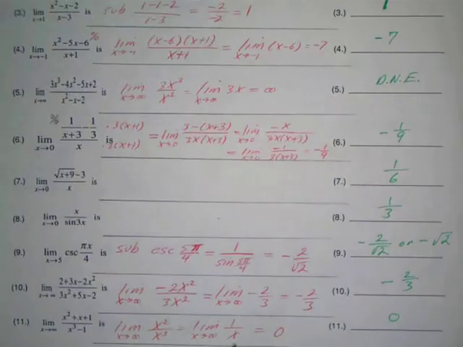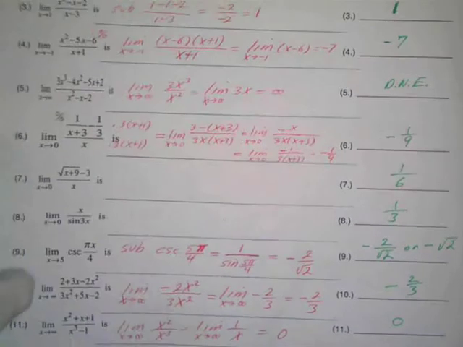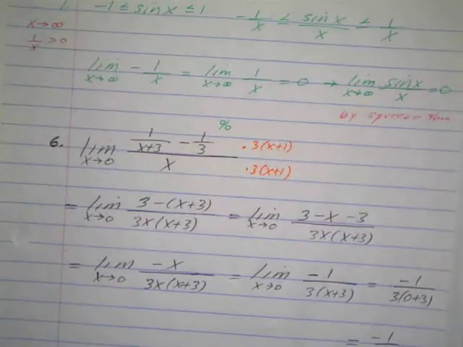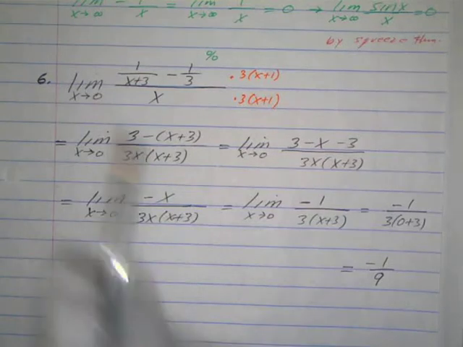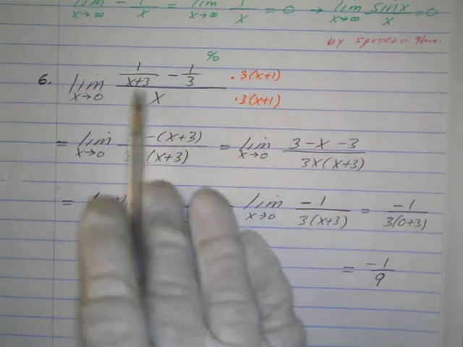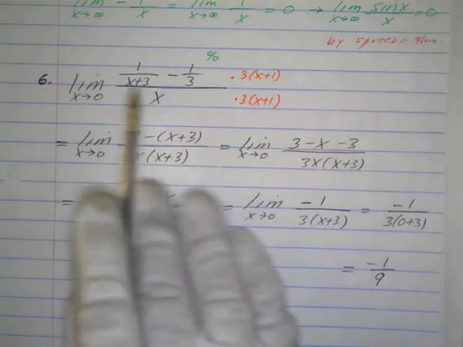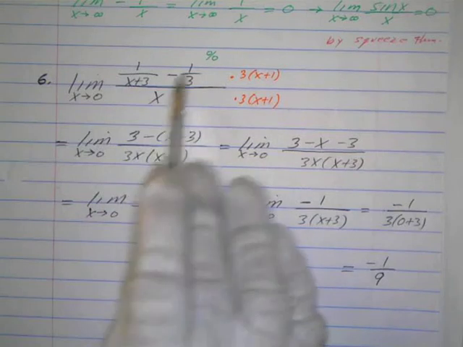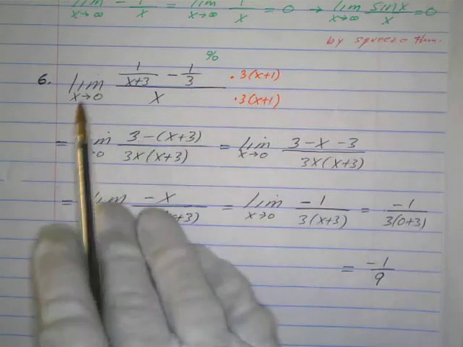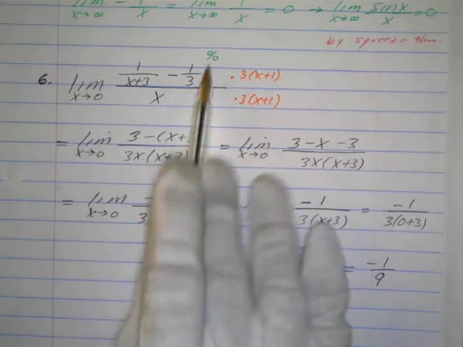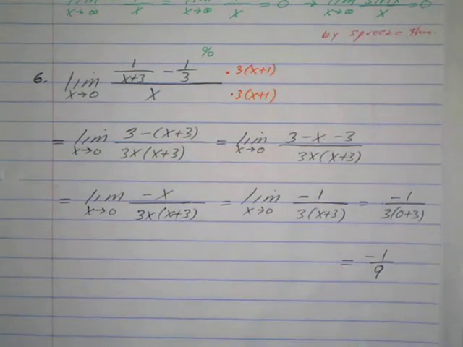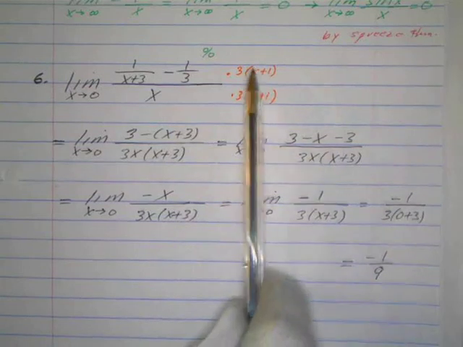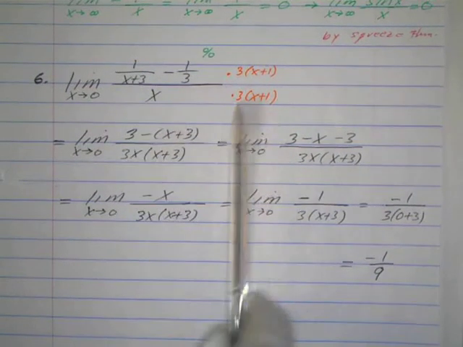Okay, number 6. I did this with a little more room over here. I tried to do it over there, but it might have been a little small. So again, we have the limit as x approaches 0 of 1 over x plus 3 minus 1 over 3, all over x. And if I put 0 in here, I get 1/3 minus 1/3 on the top, so that's 0 over 0 on the bottom. So to simplify it, it's just a complex fraction, so we multiply the top and the bottom by the LCD, which is 3 times x plus 3.